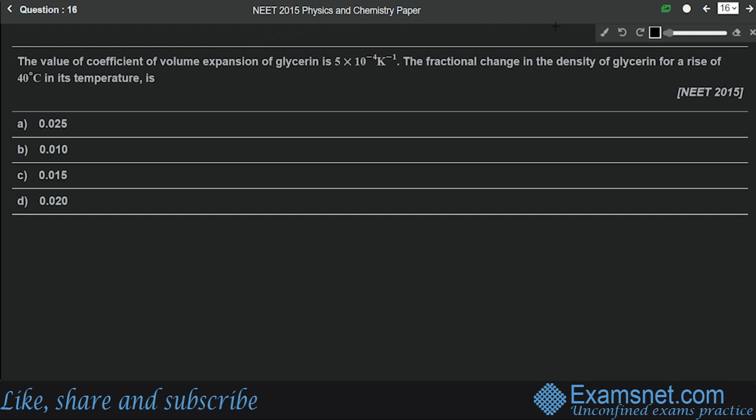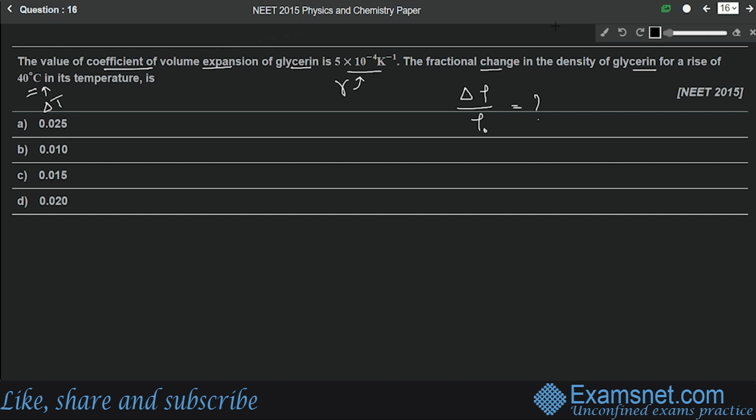Alright, next question says the value of the coefficient of volume expansion of glycerine is 5 into 10 to the power minus 4 per Kelvin. The fractional change in the density of glycerine for a rise of 40 degrees Celsius in its temperature is. So the coefficient of volume expansion, that means gamma, is 5 into 10 to the power minus 4 per Kelvin, and the change in temperature delta T is 40 degrees Celsius. We have to find the fractional change in density, that means delta rho upon rho naught.